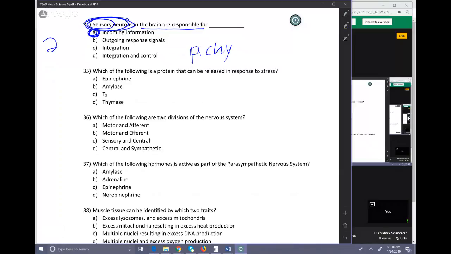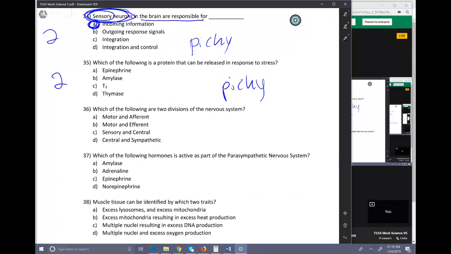35, which of the following is a protein that can be released in response to stress? Again, pretty picky. A lot of these questions are a bit harder. These aren't ridiculous, but they are a little harder than what you would really see because this is edition 5 of the mock. A protein, you got to remember that hormones are proteins. So that's another way of saying an endocrine hormone.